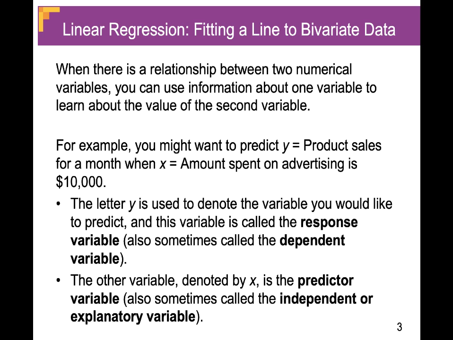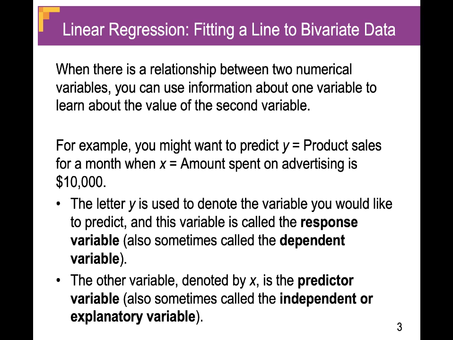So maybe you want to predict product sales for a month when you know the amount spent on advertising is $10,000. In this case, the amount spent on advertising would be your explanatory variable, also called the predictor or the independent variable. Then the product sales should be happening in response to the amount that you spent on advertising, so we would call that the response variable or the dependent variable.